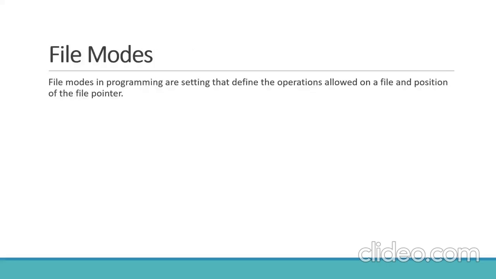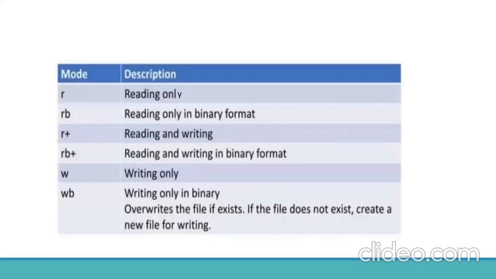Next, we have file modes. File modes in programming are settings that define the operations allowed on a file and the position of the file pointer. Choosing the right file mode is crucial for specific file interactions in a program. Let's explore the various modes that dictate how we interact with files. Think of these modes as keys to different aspects of a file, from reading its contents to writing new data and even a combination of both.